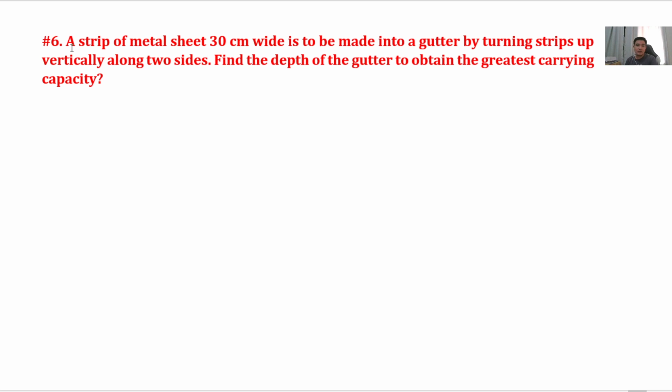So, number 1: a strip of metal sheet 30 centimeters wide is to be made into a gutter by turning strips up vertically along two sides. The gutter is where water passes, right? Then we have to find the depth of the gutter to obtain the greatest carrying capacity.